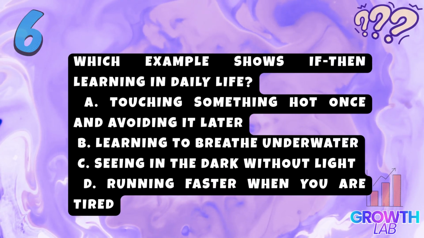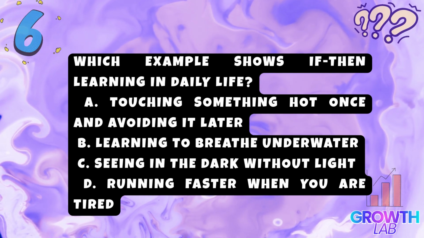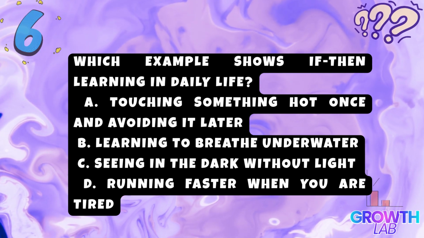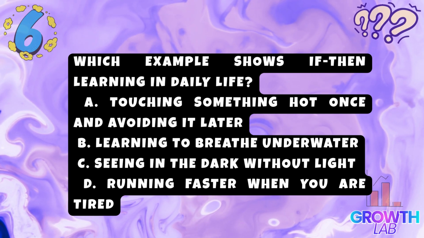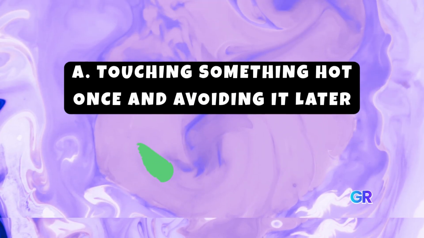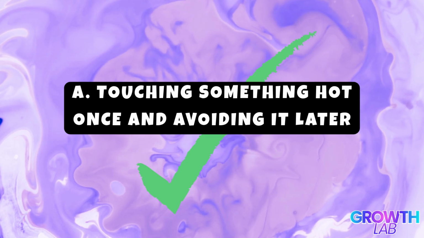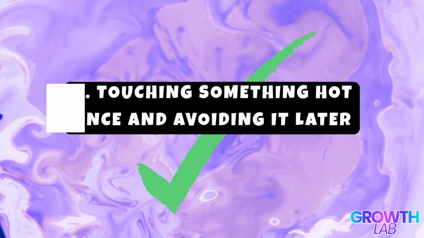Question 6. Which example shows if-then learning in daily life? Answer options are: Option A, touching something hot once and avoiding it later. Option B, learning to breathe underwater. Option C, seeing in the dark without light. Option D, running faster when you are tired. Correct option is option A, touching something hot once and avoiding it later. Pain becomes a trigger for avoidance.